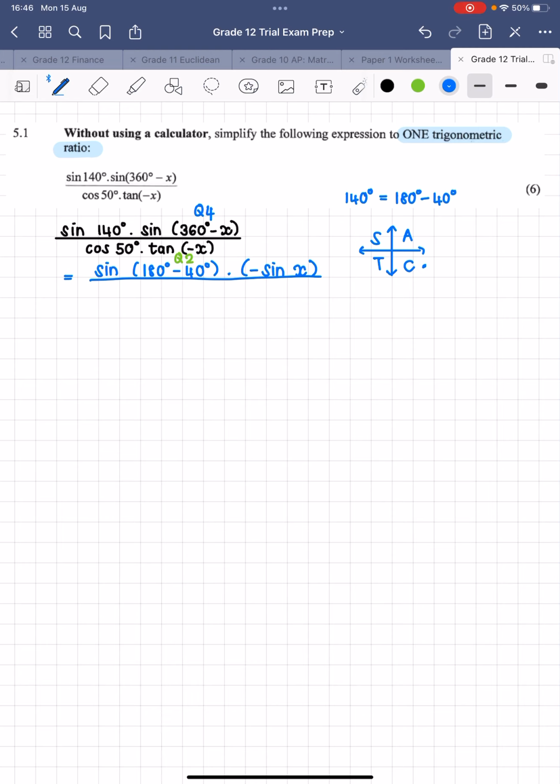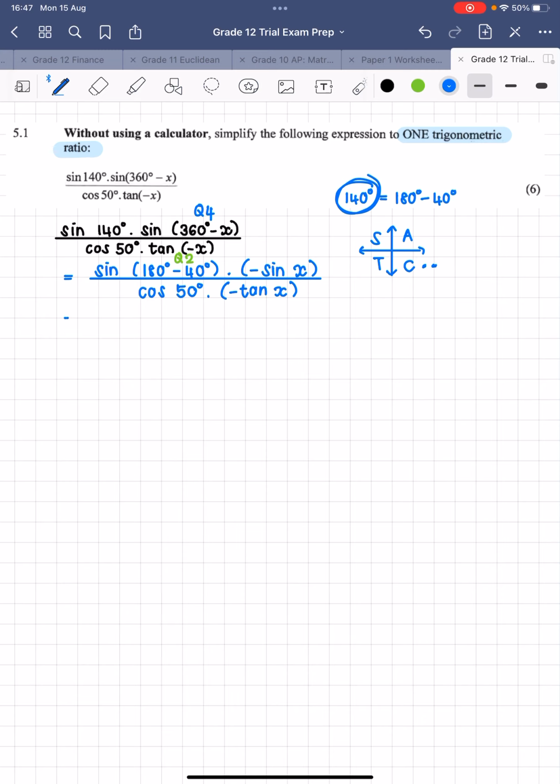Next step, cos 50. I'm actually going to leave it as cos 50 for the moment because 50 degrees is already an acute angle. I can't do what I did with 140 over here. I can't write 50 as 180 minus something or 360 minus something. We're going to leave it for now. The next one, tan negative x. Now guys, negative x is also in the fourth quadrant. What is tan in the fourth quadrant? Negative. So this changes to negative tan x.